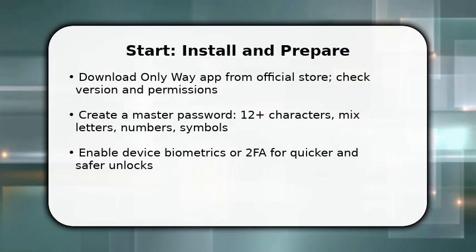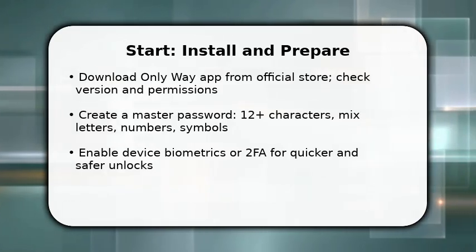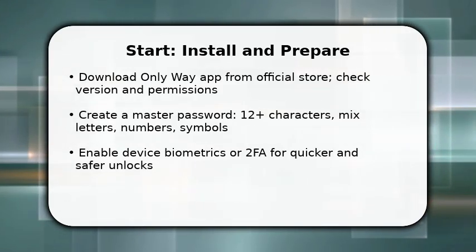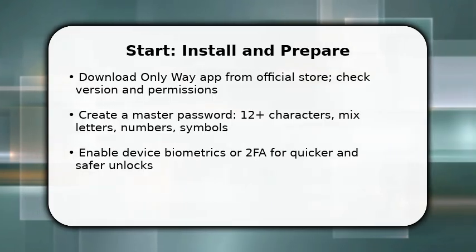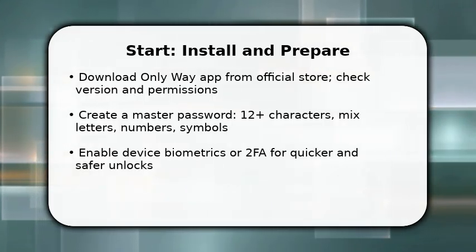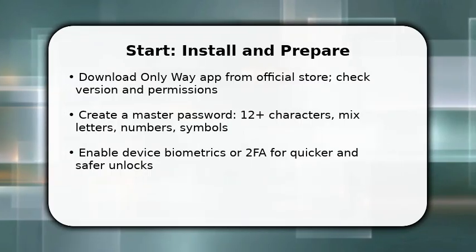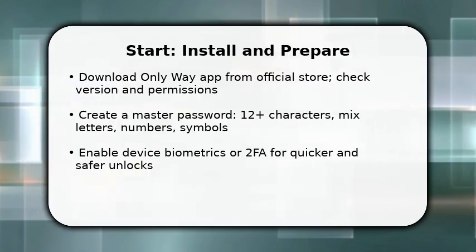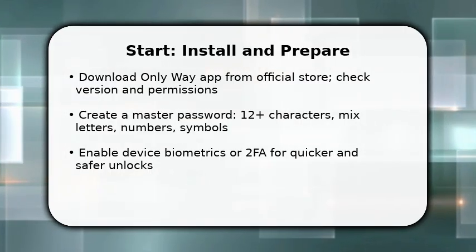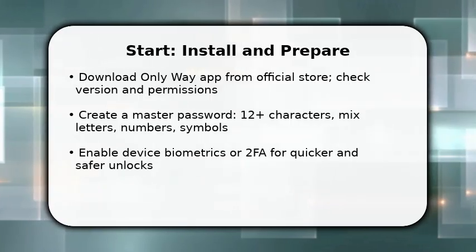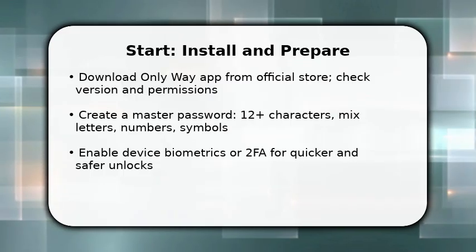Enjoy the video. You begin by installing OnlyWay and granting necessary permissions. Create a strong master password now. Use 12 or more characters with letters, numbers, and symbols so your vault is secure. Once done, enable biometrics or two-factor authentication to reduce daily typing while improving security.